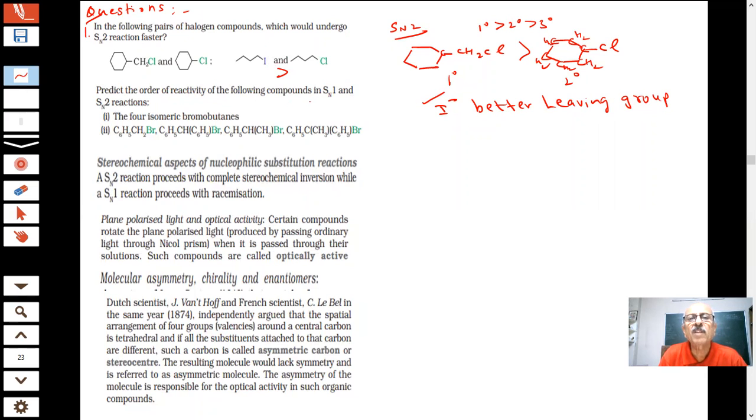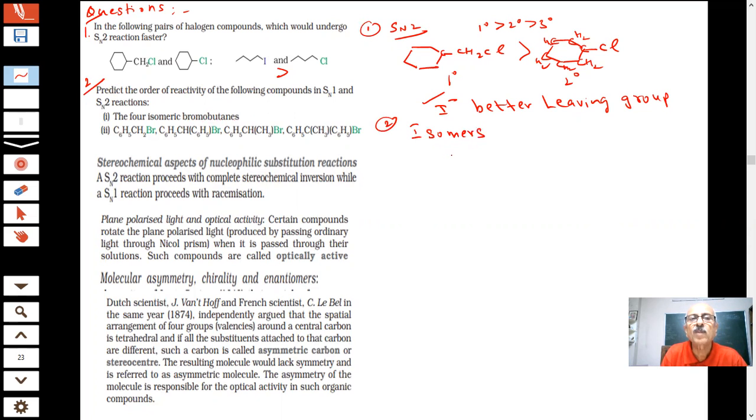Predict the reactivity of the following compounds in SN1 and SN2 reactions. Now here is another question. There are four isomeric bromobutanes, and we have to arrange them in increasing order of SN1 and SN2 reactivity, both. When such questions are given, sometimes the question is on isomers. This question also involves isomers.